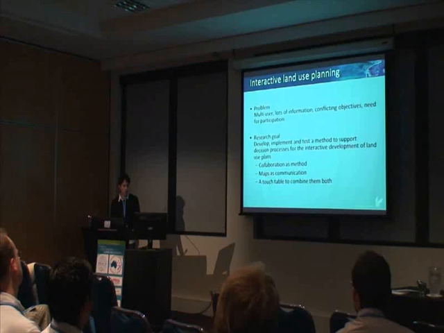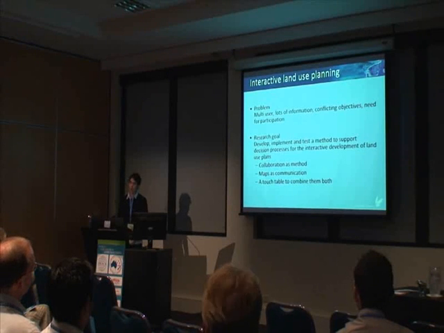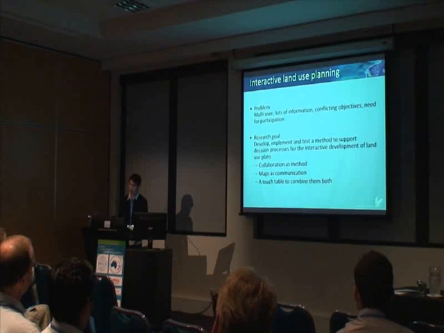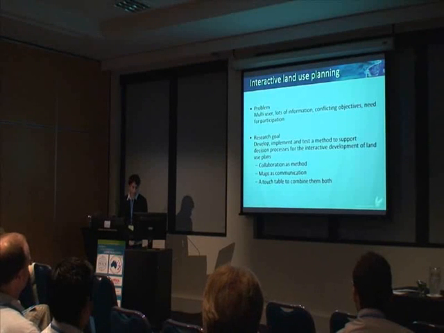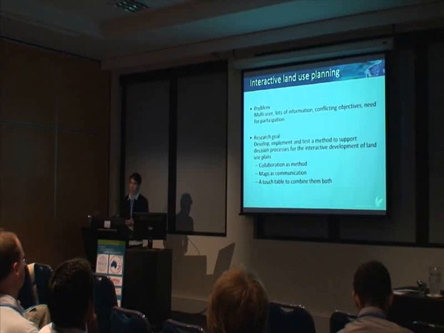The goal of our work is to develop and implement a method to support decision processes for the interactive development of land use plans. In this presentation, we're going to focus on negotiation for participatory land use planning. And our approach in detail comprises three elements. First, we use collaboration as a method. We use maps as the main means of communication among stakeholders. And we use the touch table, which is an instrument I'll talk about later, to combine both into a so-called collaborative environment.